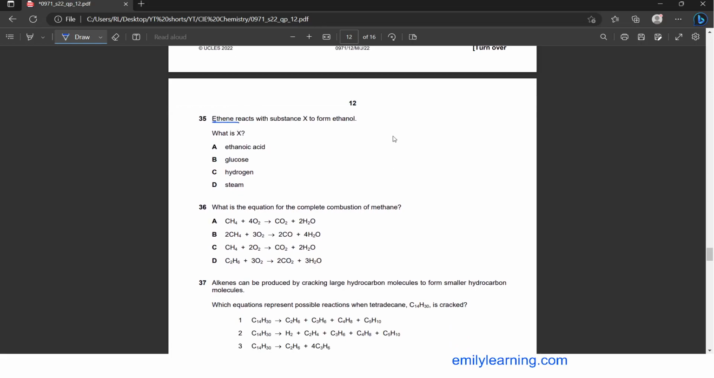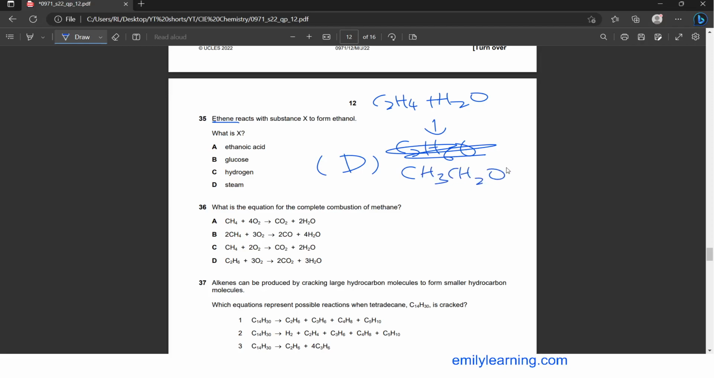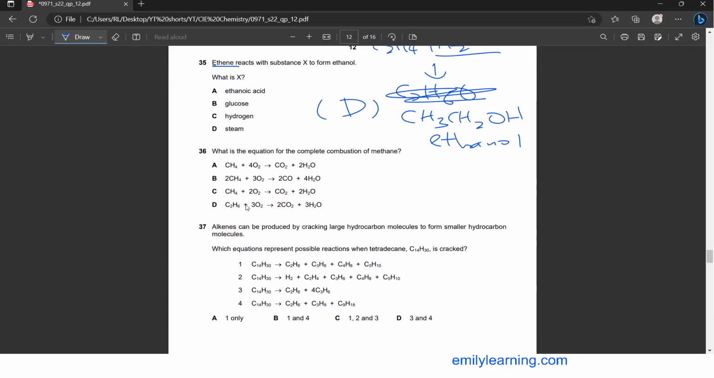35. Ethene reacts with substance X to form ethanol. So what is X? X is basically steam. So this is just memory work. Ethene, C2H4, plus H2O, you'll form C2H6O, or you can write it as CH3CH2OH, which is ethanol. And this is basically steam.